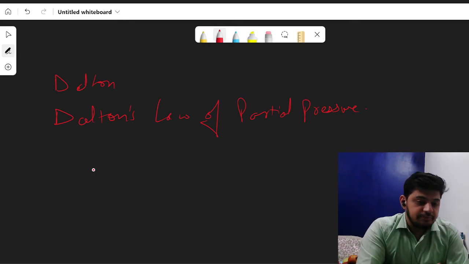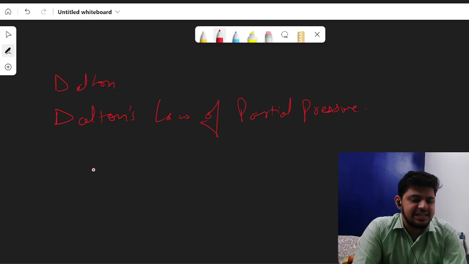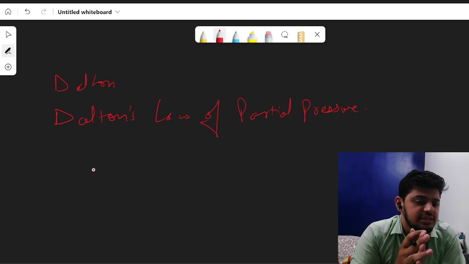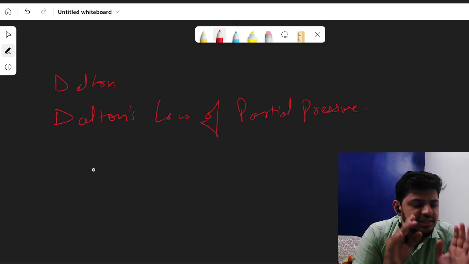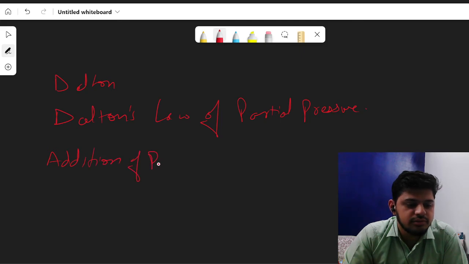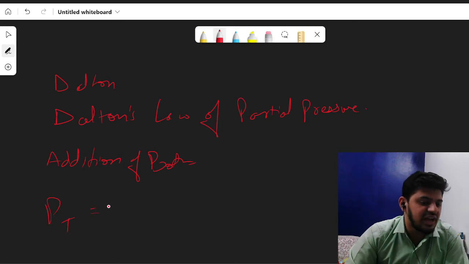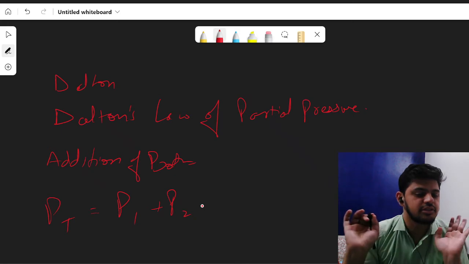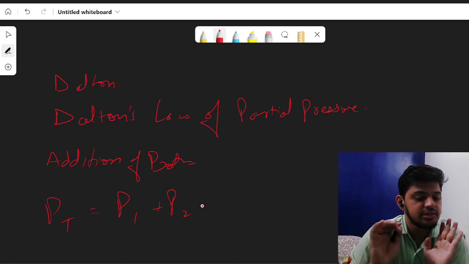See, what does it mean? It means that for those gases which are not reacting with each other, the pressure of those gases is nothing but the addition of both. Like the total pressure of a container having two gases will simply be P1 plus P2. Halas, that's it. Okay? Simple.